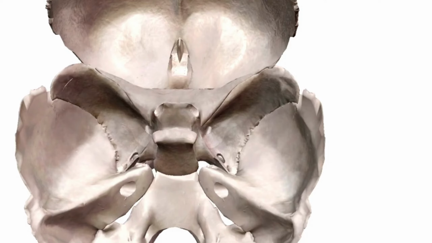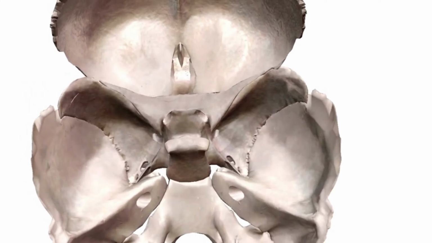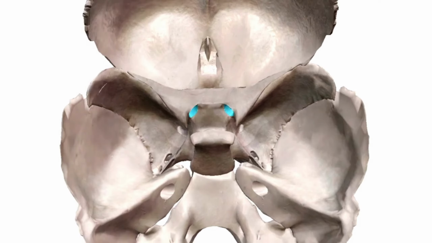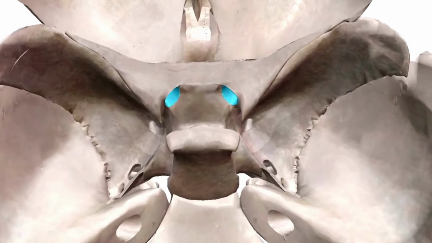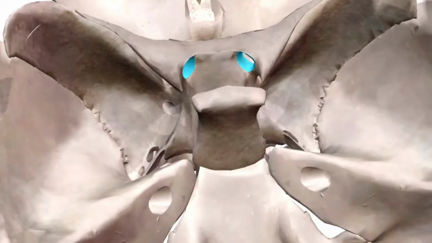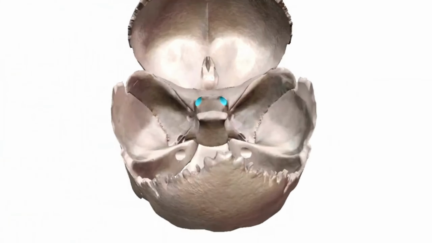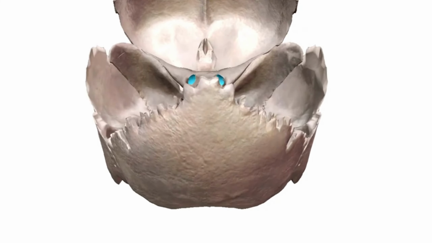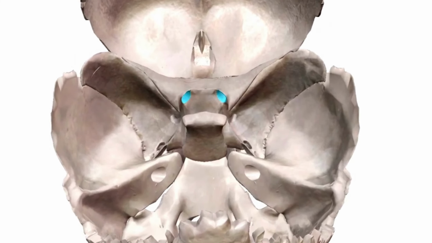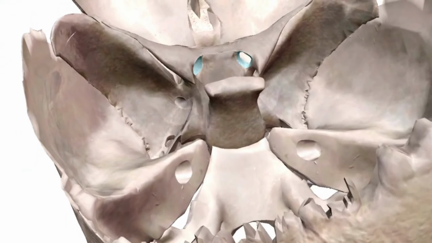Okay, how about the optic canal? Can you identify the optic canal? That's right. Optic canals are located here. And what cranial nerve goes through the optic canals? That's right, cranial nerve number 2. What's the name of cranial nerve number 2? Optic nerve. Right, optic nerve goes through the optic canals.